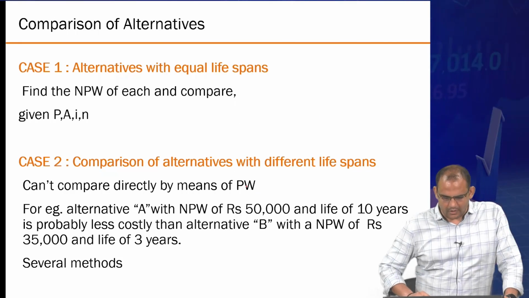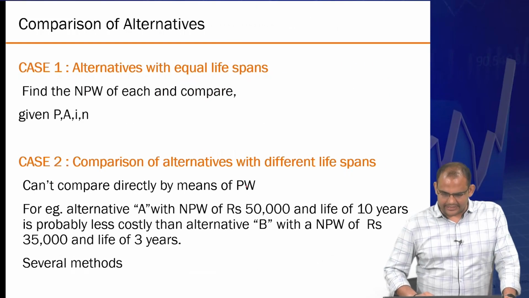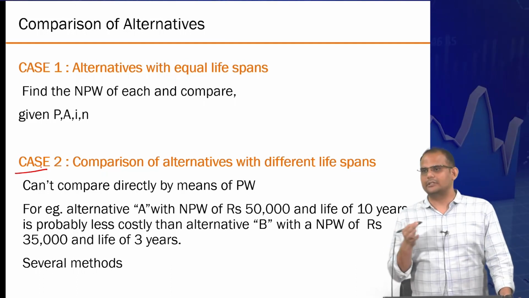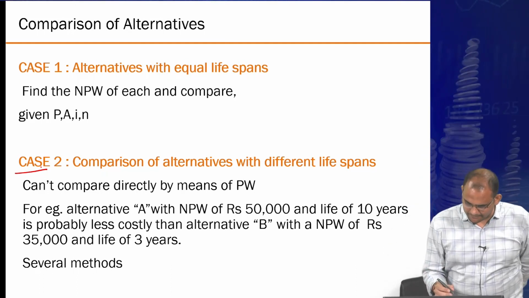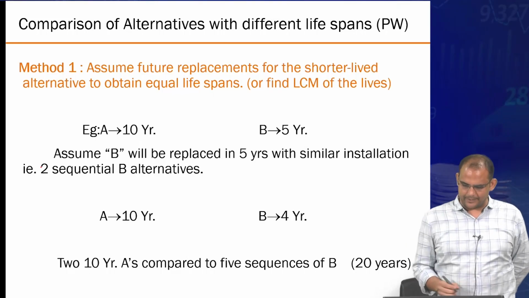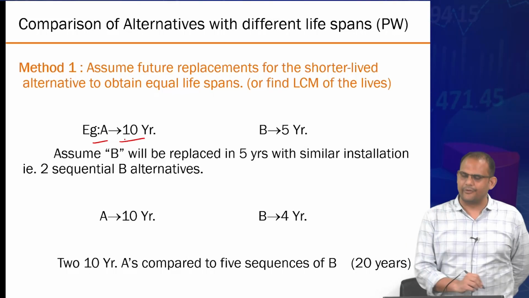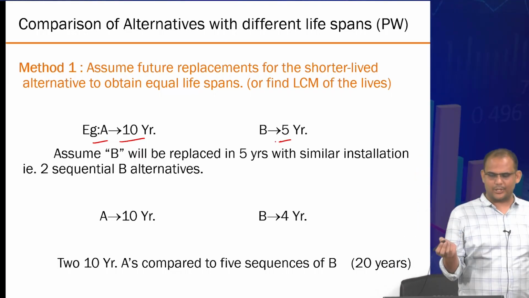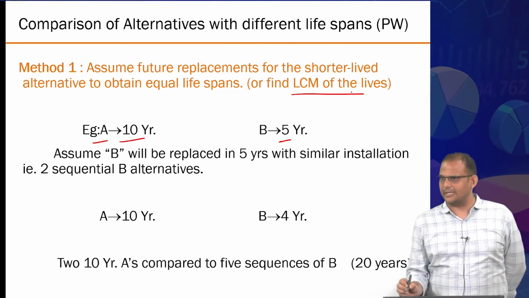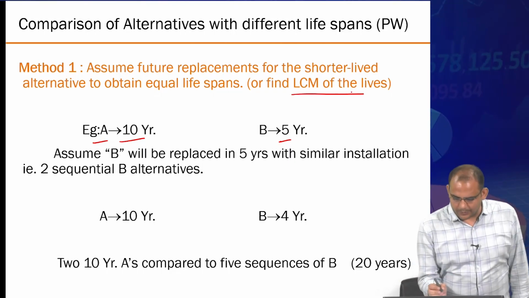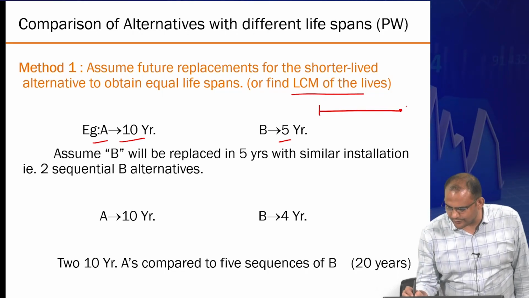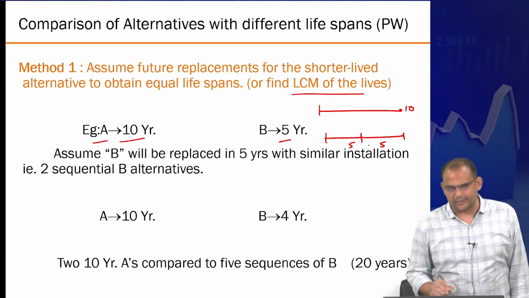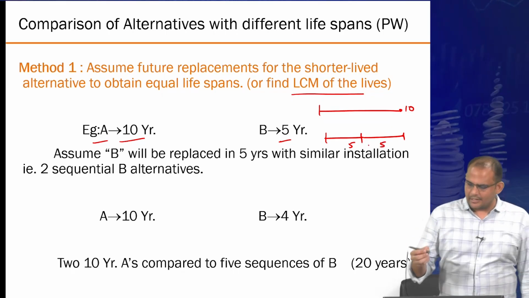Okay. All right. So we were considering case 2, where the alternatives have different service lives, right? The first example was this particular example. Let's say A has 10 years of life and B has 5 years of useful life. The first method that I told you was to take the LCM of the lives, right? So you will do the analysis assuming that A is used for 10 years, and you will assume 2 cycles of B, 5 years each. This is what we were dealing with.